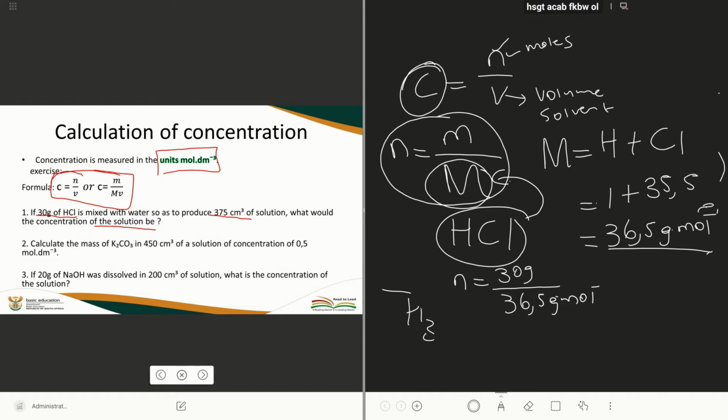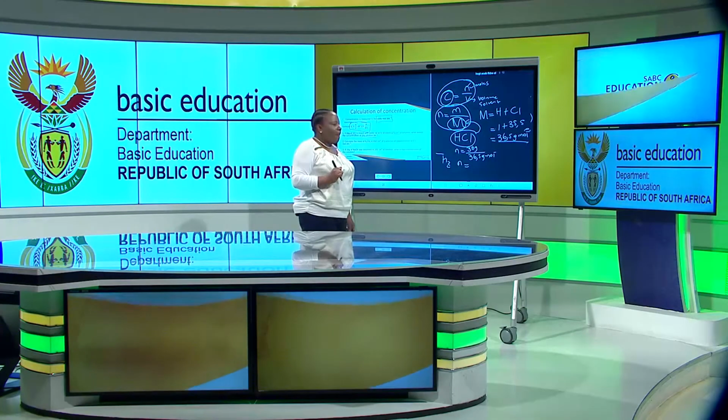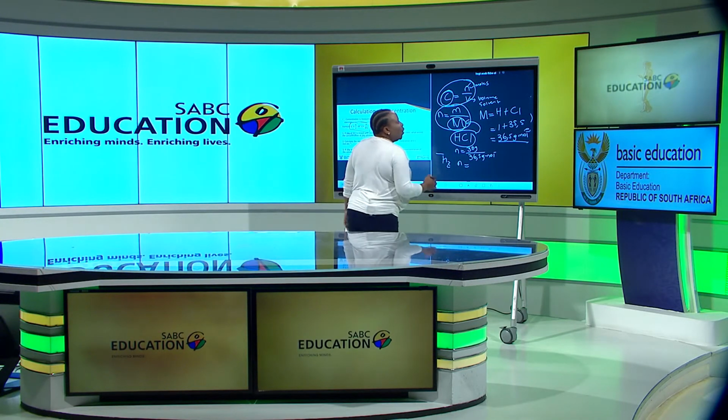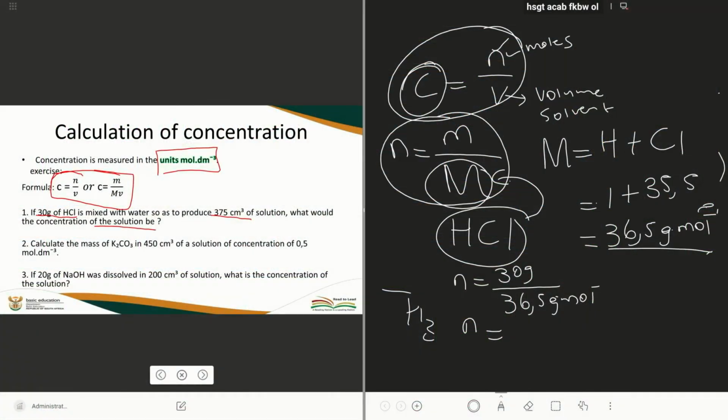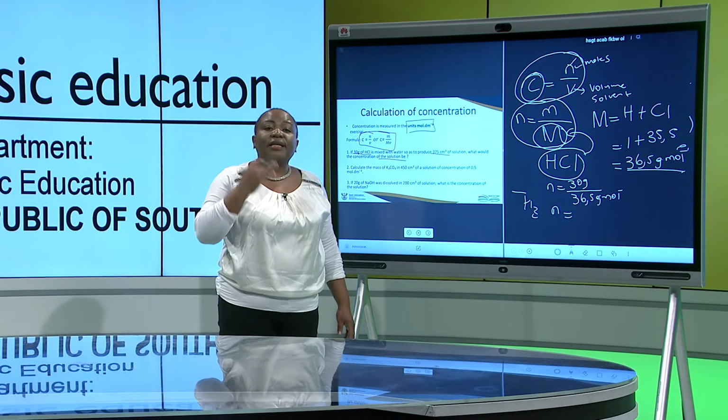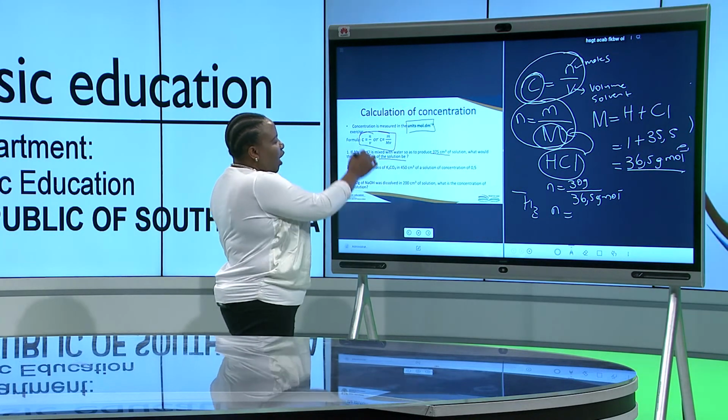Then, after getting the number of moles, you can go to this formula and calculate the concentration of this hydrochloric acid. After calculating it, you will see that if the concentration is 1 and above, it means that acid is concentrated. If you get numbers like 0 something mole per decimeter cube, you must definitely know that that acid is diluted. I will never go further and do other calculations.